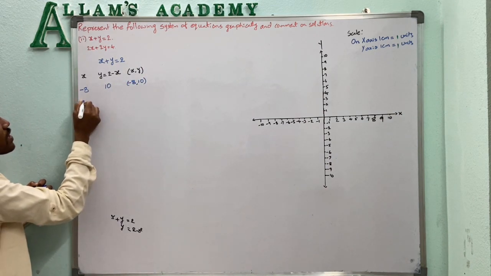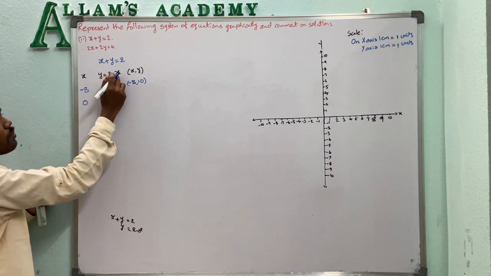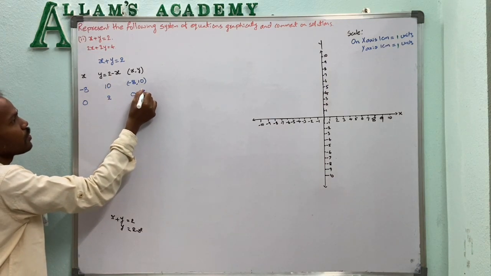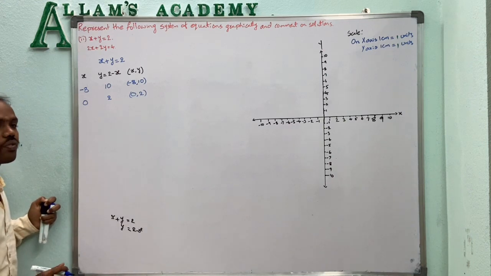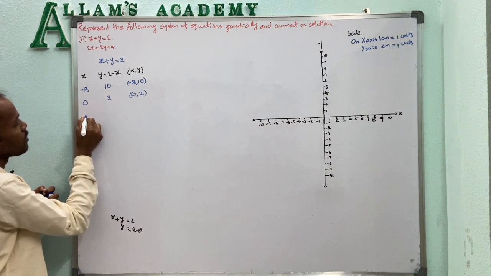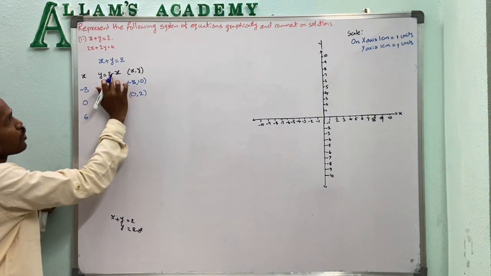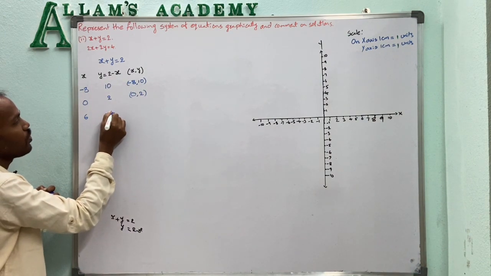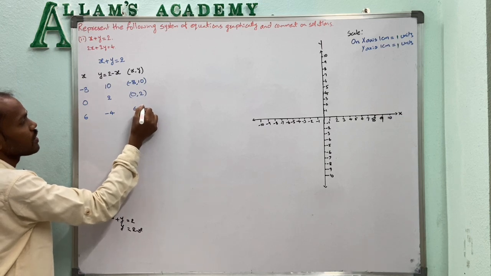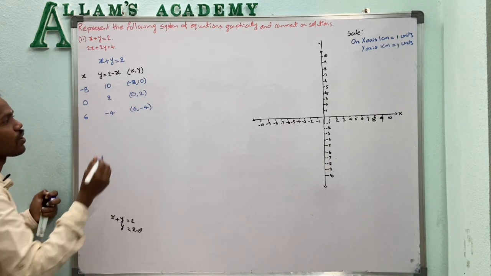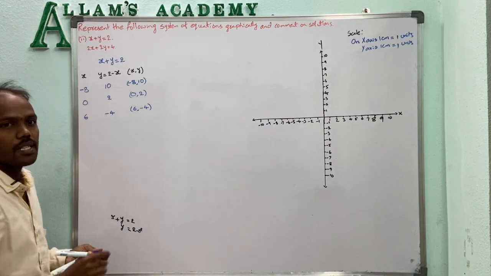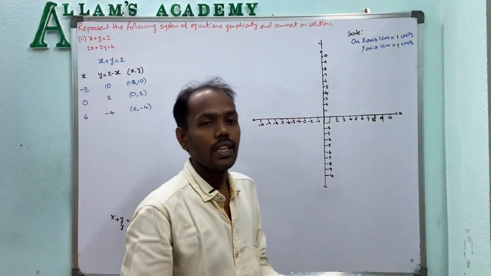Next, if we substitute 0, 2 minus 0 equal to 2 only. So 0 to 2. Next, if we substitute a positive number, that is 6, 2 minus 6 is minus 4. So 6 to minus 4. These are the points for the equation x plus y equal to 2.